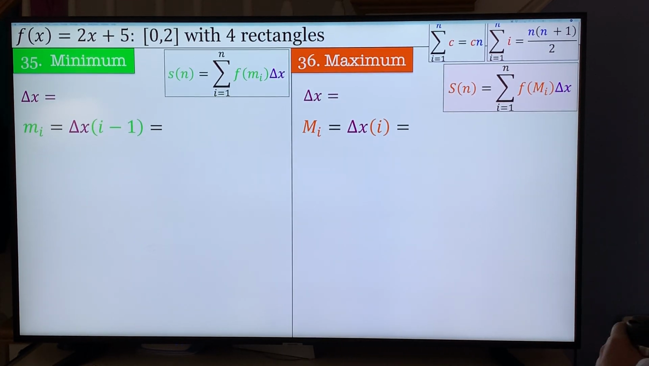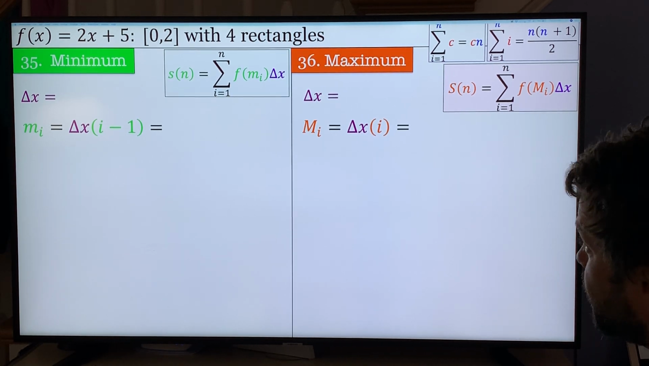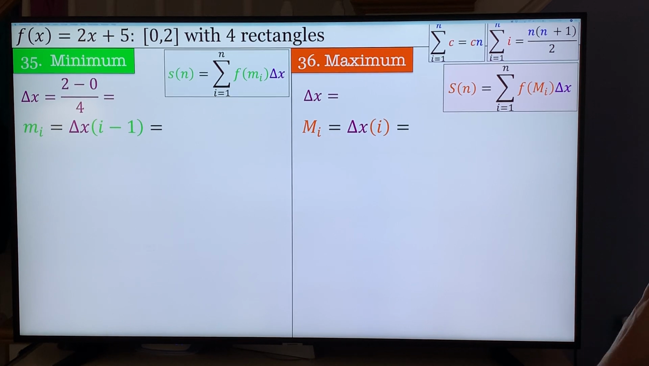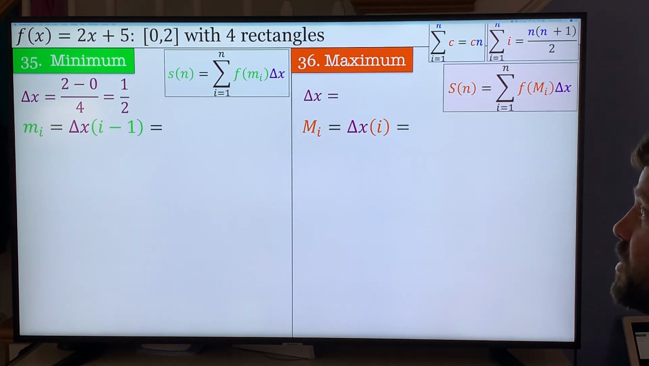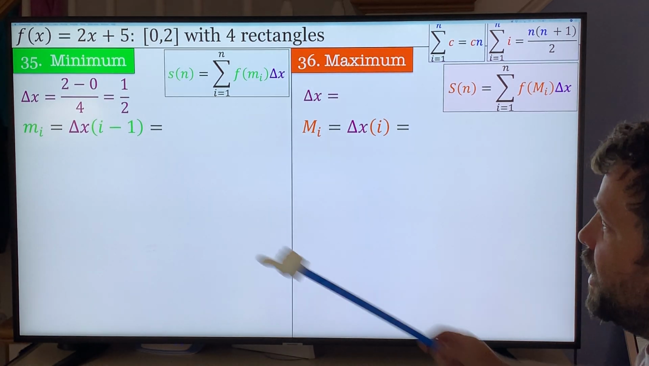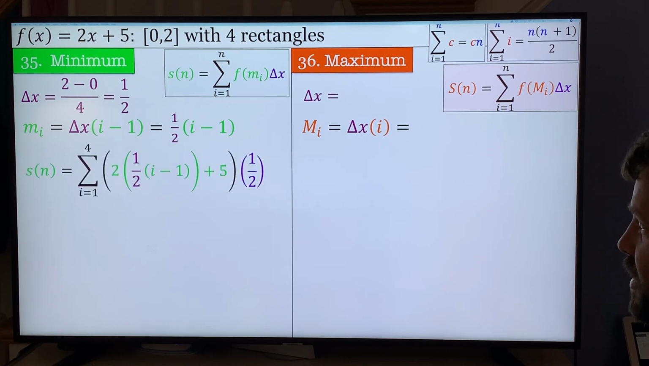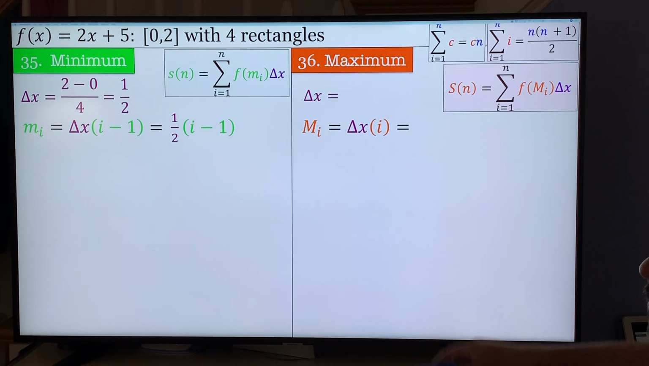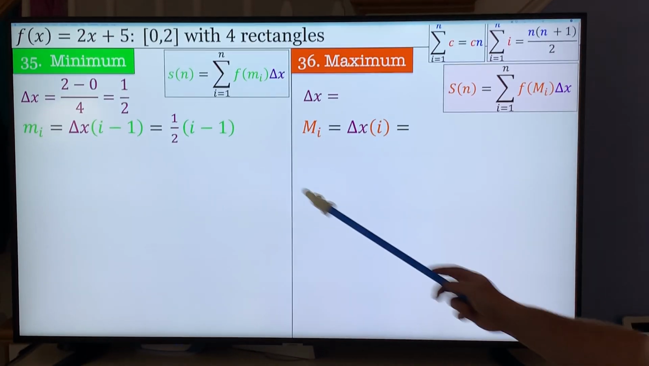All right, so minimum. First thing, delta x is 2 minus 0 over 4, which is 1/2. Got it? M of i is delta x times i minus 1. So 1/2 times i minus 1 is 1/2 i minus 1 over 2, or 1/2 i minus 1/2, or you can just leave it like this.